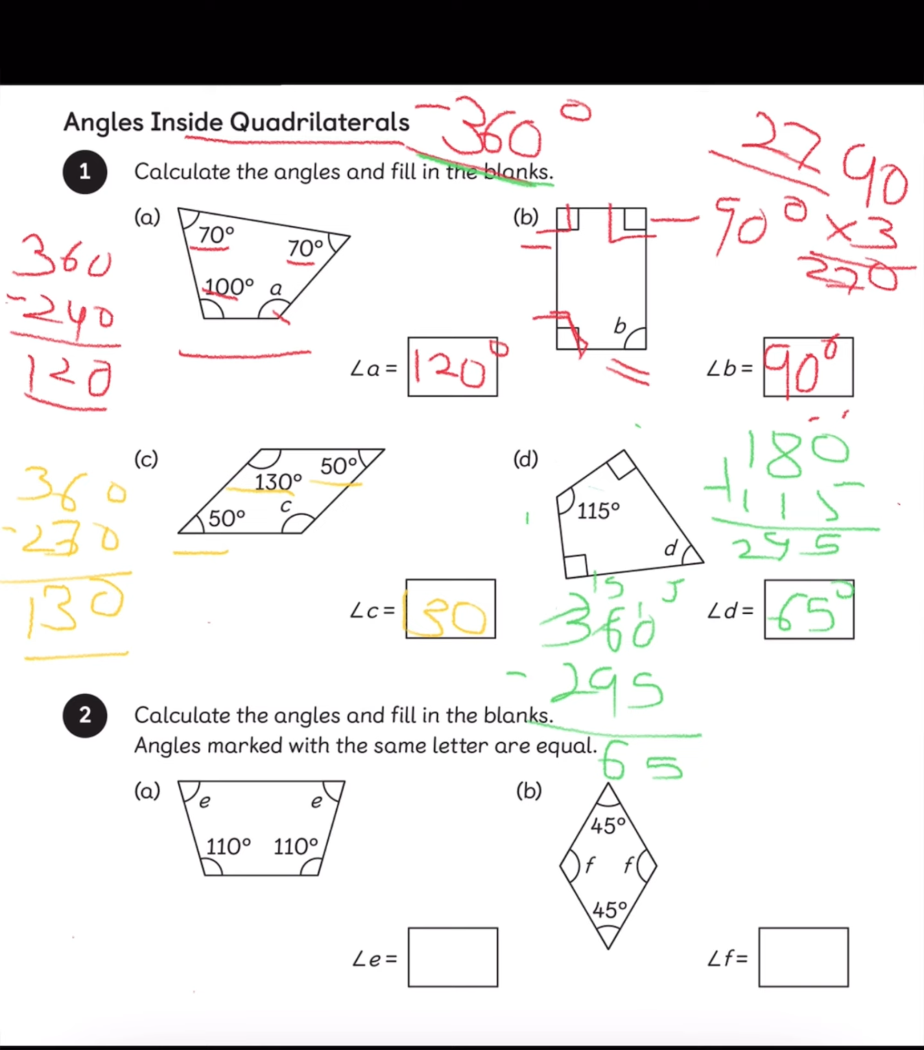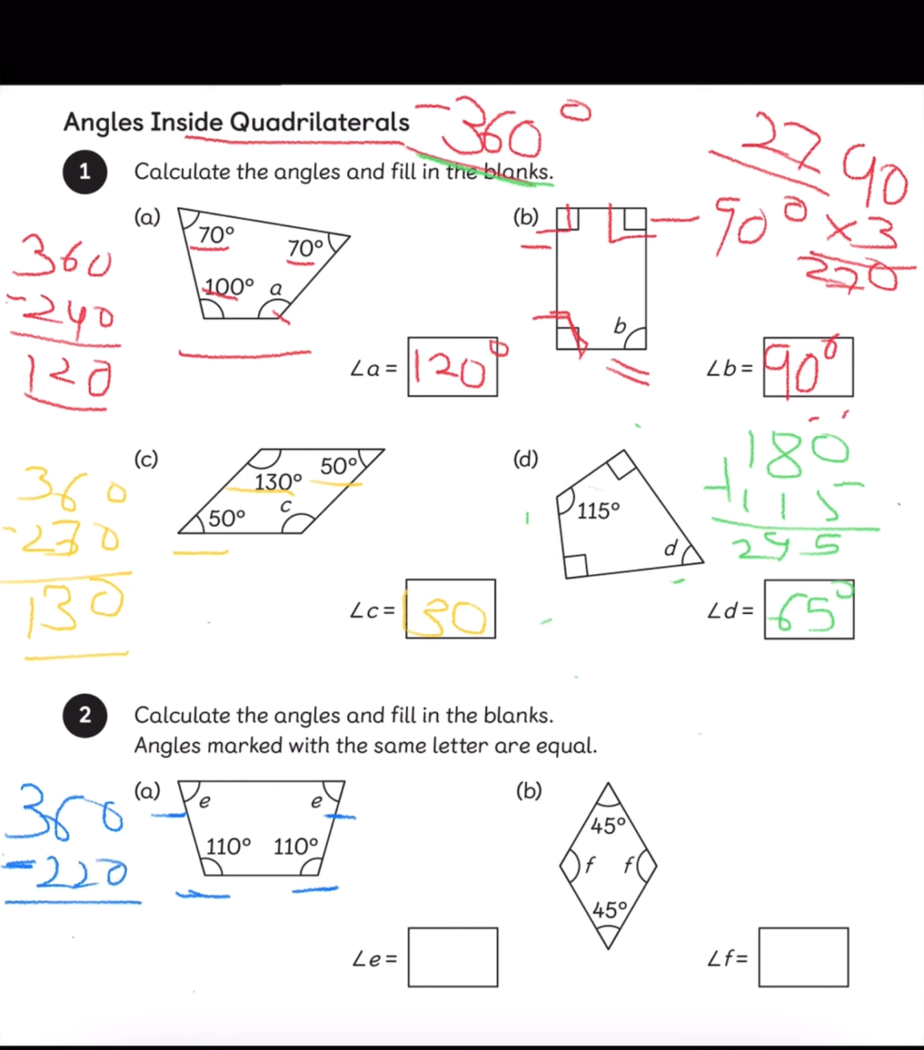The second question says, calculate the angles and fill in the blanks. All right. In order to calculate the angles, let's see what it says. Therefore, I have my 110 degrees and 110 degrees. What I see is that these two angles are the same. So even these both angles are going to be the same. Therefore, 110 plus 110 is 220, right? Therefore, I will take 360 degrees minus 220 degrees, right? 0 minus 0 is 0, 6 minus 2 is 4, and 3 minus 2 is 1.